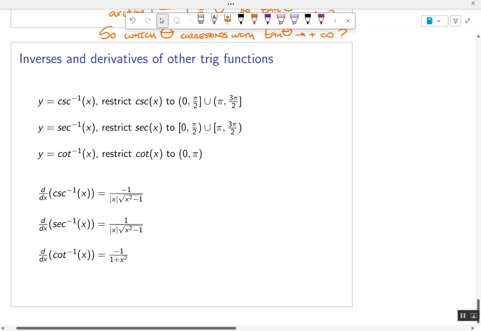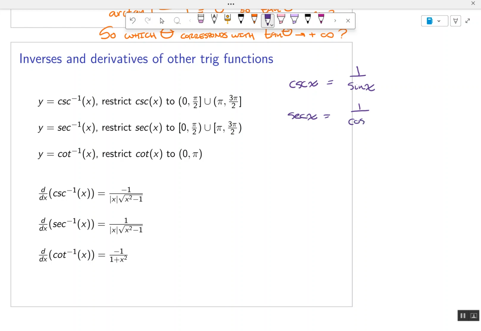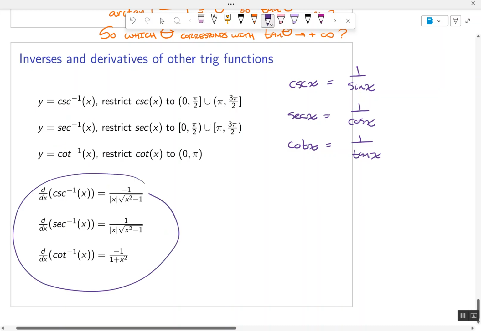So these are the other trig functions. We call these the reciprocal trig functions, right? Like cosecant of x is the reciprocal of sine. Secant of x is the reciprocal of cosine. Cotangent of x is the reciprocal of the tangent. And these are the inverses, right? So this is inverse cosecant, inverse secant, inverse cotangent. And here are their derivatives. Just add these to the bag of derivatives that you're memorizing.